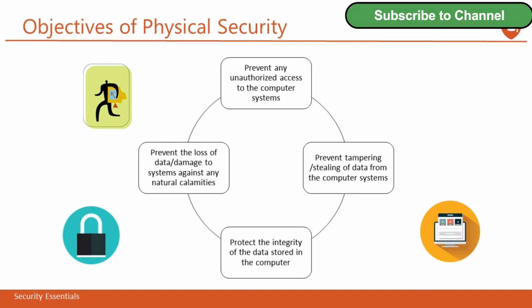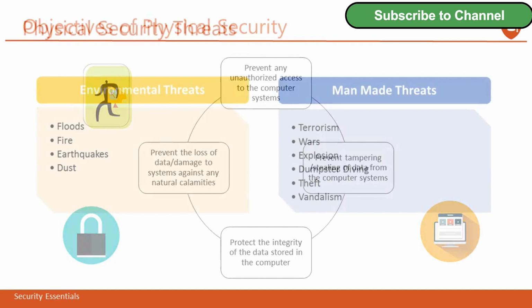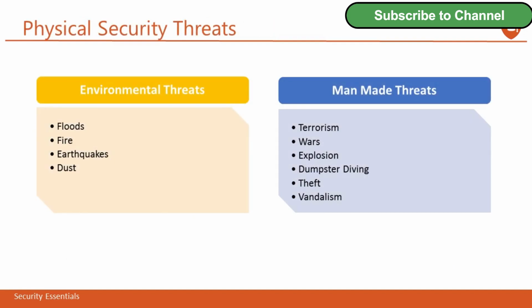So physical security threats are environmental threats and man-made threats as well. An environmental threat happens naturally, but what about a man-made threat? Let's look into these threats one by one. Environmental threats are floods, fire, earthquakes, dust, and man-made threats are things such as terrorism, wars, explosions, dumpster diving, theft, vandalism. We have to prevent our devices from these threats.